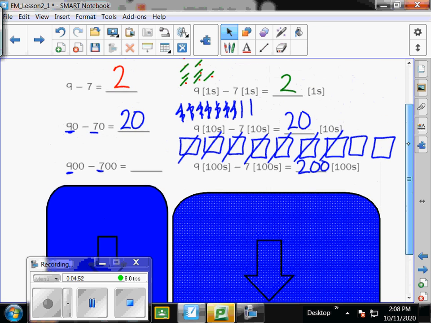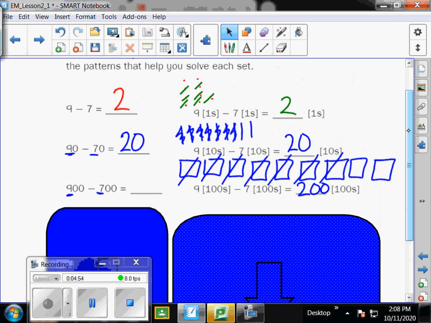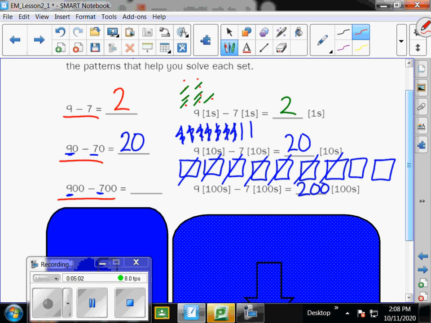Okay, so this is using fact extensions. If you know what 9 minus 7 is, then you should be able to do 90 minus 70 and 900 minus 700. So they're pretty big problems, but you can use what you know with the smaller problems. So that's what we're working on today, is using fact extensions to help us solve bigger problems.